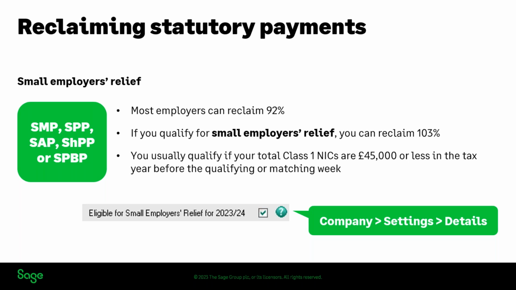You qualify for that if your total national insurance contributions were £45,000 or less in the tax year before the qualifying or matching week. And you'll need to tick a box in your company settings if you qualify for that relief, and you need to do that before you process the payment. So something worth checking, probably check this at the point you process the maternity or paternity.